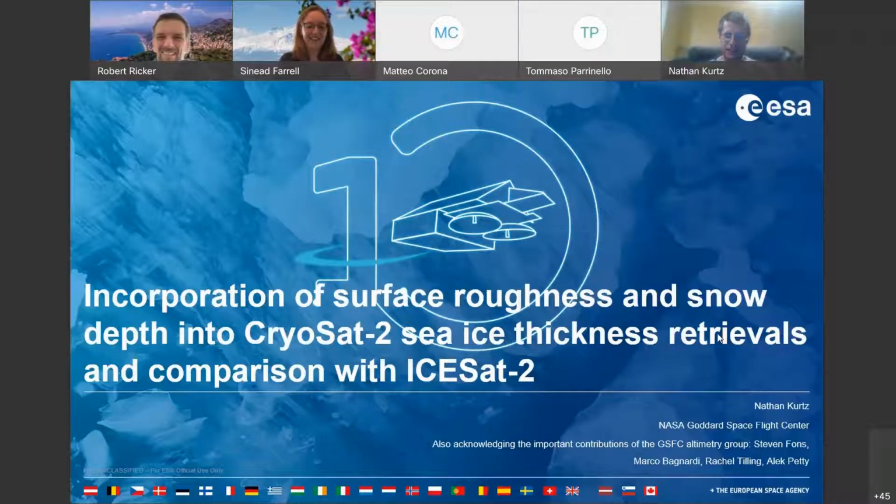Okay. As Robert mentioned, I'll be talking about incorporating surface roughness and snow depth into CryoSat 2, seeing how that influences the retrievals of sea ice thickness, and then again what that means for comparison with data like IceSat 2. I'd like to acknowledge my co-authors, or people who've helped contribute to this work pretty greatly, especially those in the NASA Goddard Spaceflight Sea Ice Altimetry group. So Stephen Fons especially, we've worked pretty closely together on this. Then also Marco Bagnardi, Rachel Tilling, and Alec Petty.